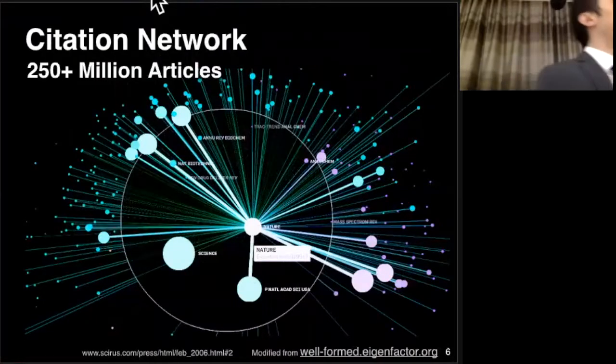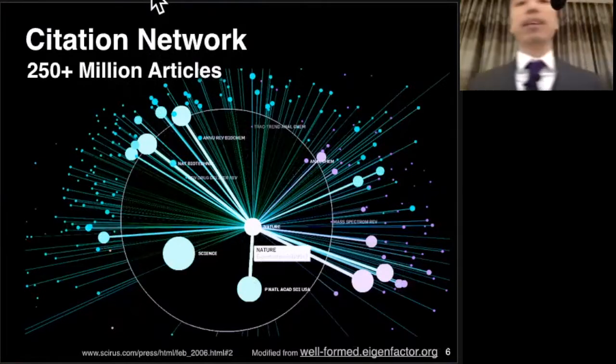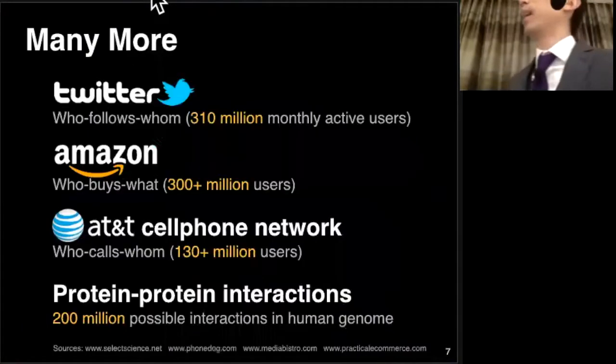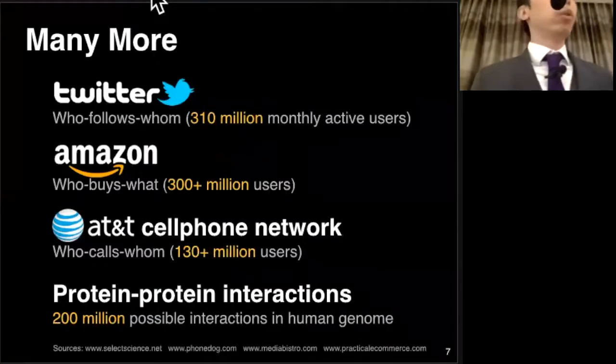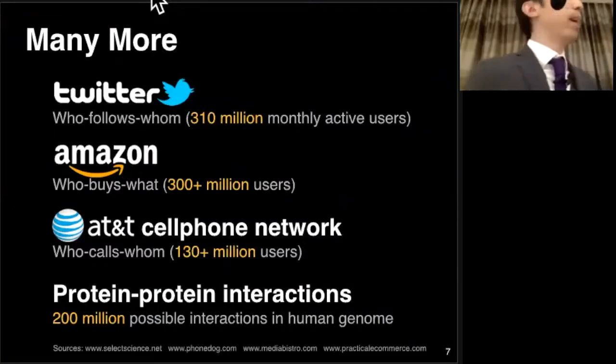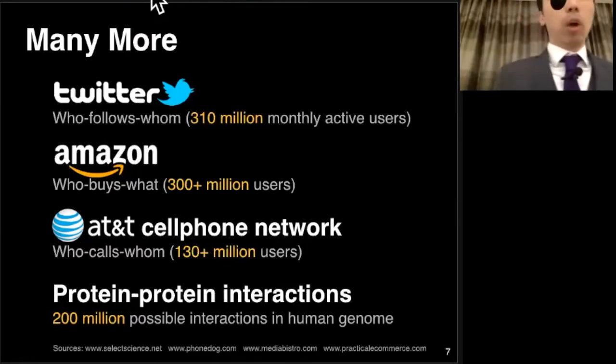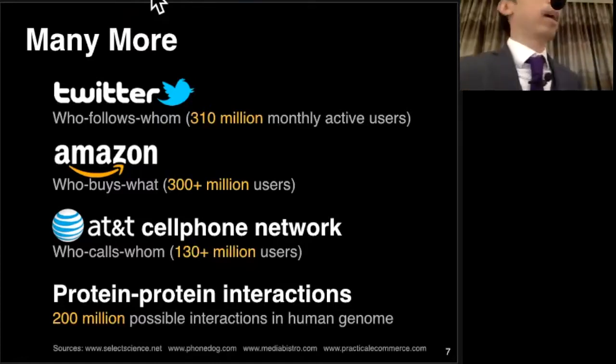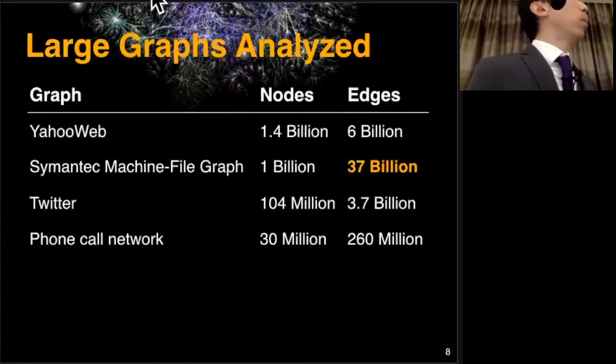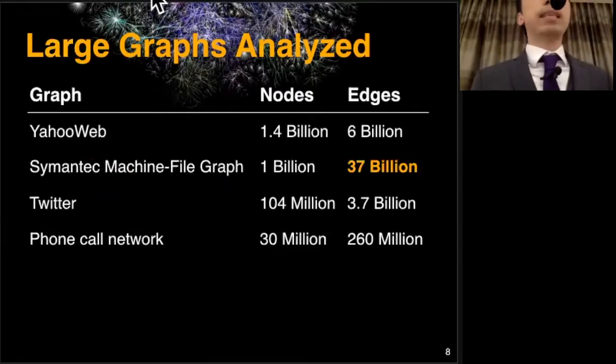And in many other domains, like academia, you have citation networks, where papers are nodes and edges are citations. You can imagine there are many more examples like that: in Twitter, who follows whom; Amazon, who bought what; the AT&T cell phone network, who calls whom; or protein-protein interaction in biology. The scale of data that we work with is in the million to billion scale.